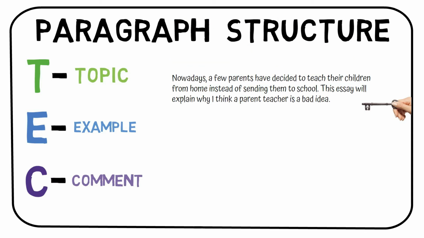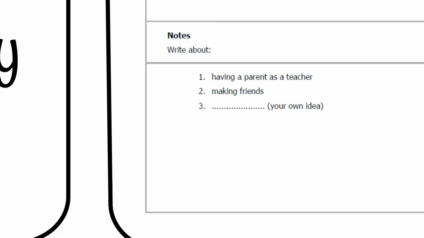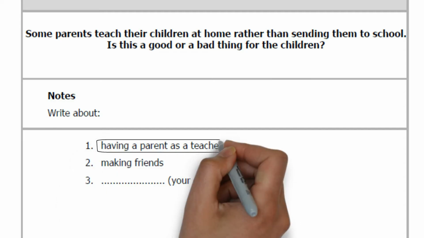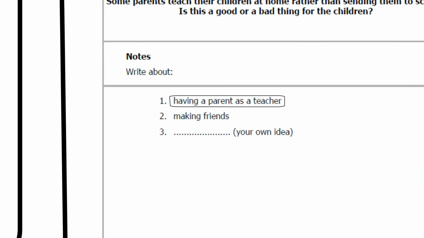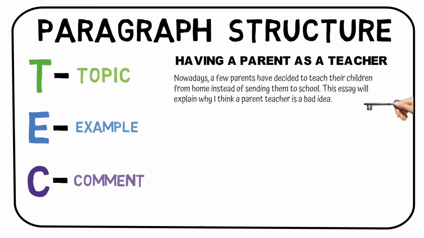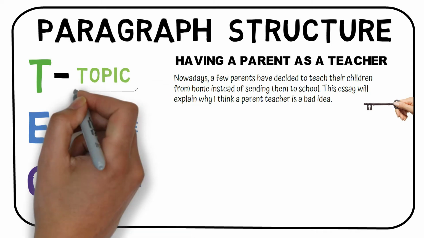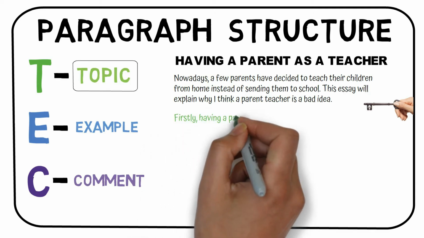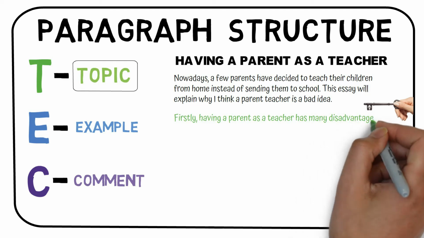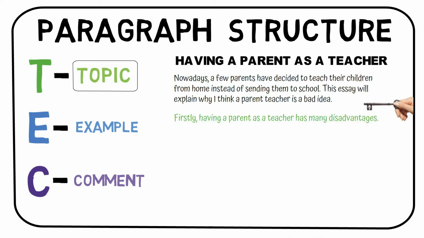We already have our introduction, so let's look at an example paragraph using the TEC formula. Having a parent as a teacher is the first point we need to write about in our B2 essay. Topic. First, we need to introduce the topic of our paragraph. In this case, I'm going to talk about a disadvantage of having a parent as a teacher. Firstly, having a parent as a teacher has many disadvantages.